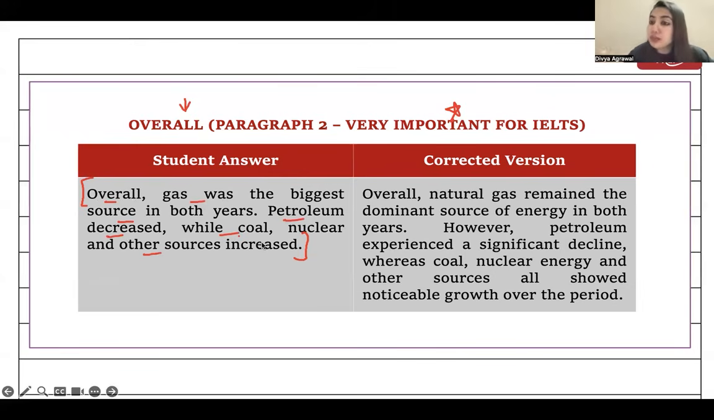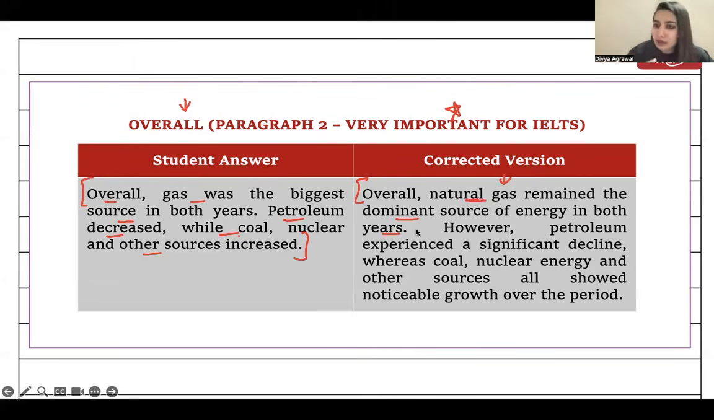But how can we make it better for a better band and for a better version of the answer? It can go like this. See, overall, natural gas remained the dominant source of energy, isn't it? Natural gas, that means gas, remained the dominant source. It was having the highest number, the highest percent. So we can use this word, dominant source of energy, in both the years.